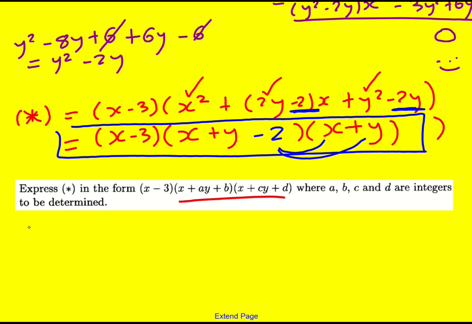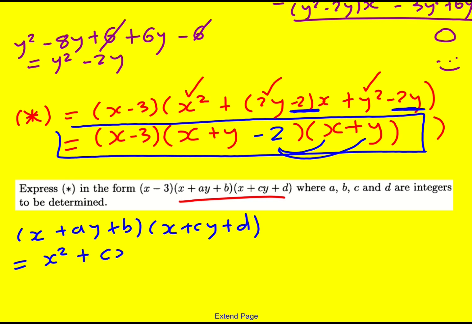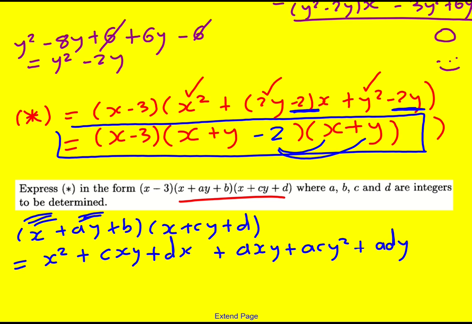Now, if you struggle with this a little bit, here's an alternative method. It is more complicated, but it will work in general, especially if the factorization was even more complicated. So we can take the thing that we're trying to get to and actually expand it to give x squared plus cxy plus dx. That's when I multiply the ones on the right by x. And then it'll be plus axy plus acy squared plus ady. That's when I multiply ay by everything. Plus bx plus bcy plus bd.